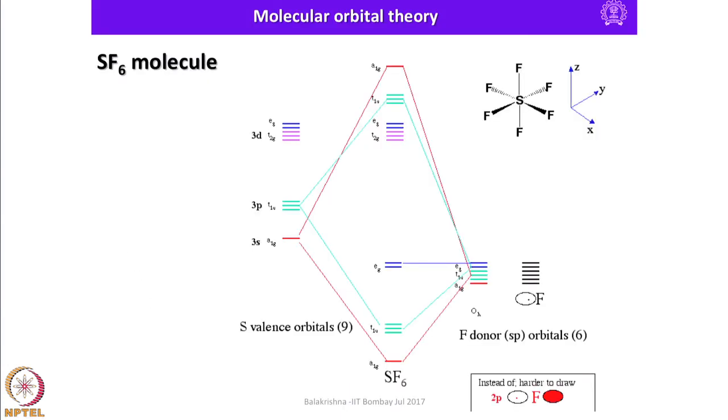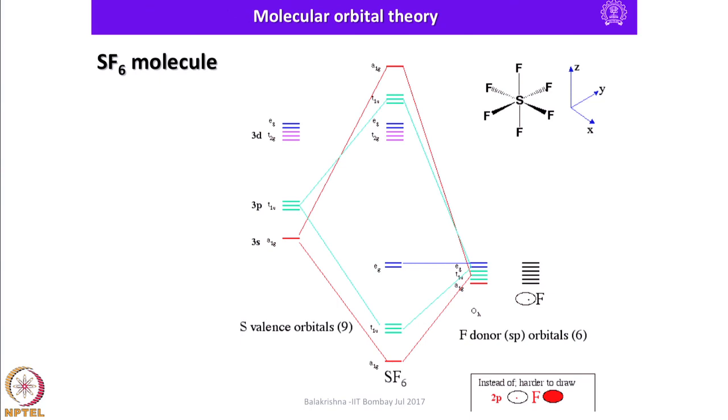In SF6 molecules, if you go to the valence bond theory, we assume that sulfur undergoes sp3d2 hybridization, and it generates 6 hybrid orbitals having 1 electron each, and that combines with 6 fluorine atoms to form an octahedral molecule having 12 electrons surrounding it.